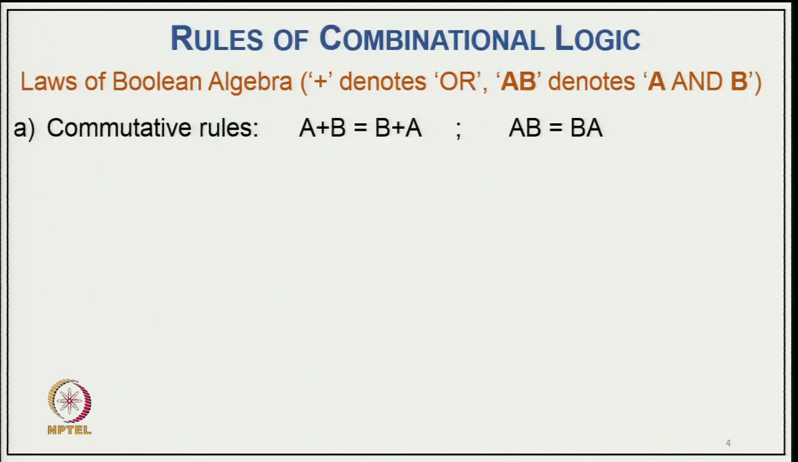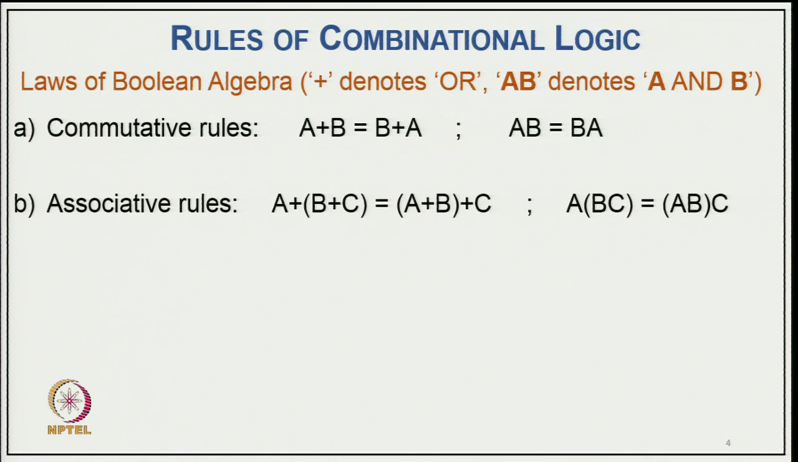Now coming to the laws and rules for this combinational logic. The law of algebra is plus, which is denoted by OR, and A B denoted by A and B, and the commutative rules, which we call A plus B equal to B plus A, and another is A B equal to B A. Then we have the associative rule, we already discussed it. So, A plus in bracket B plus C will be equal to in bracket A plus B plus C, and similarly for AND it will be A in bracket B C will be equal to in bracket A B to C.